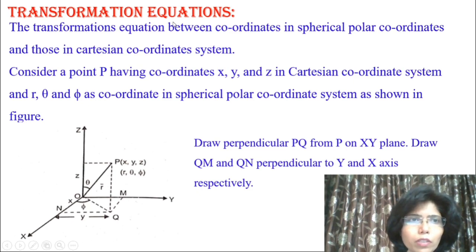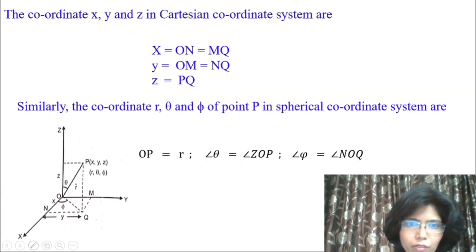Now we switch to the transformation equations between the coordinates in the spherical polar coordinate system and those in the Cartesian coordinate system. We'll consider the point P, which has coordinates x, y and z in the Cartesian coordinate system, and OP is r, then theta is POZ, and phi is the azimuth angle, that is QOX. These are the coordinates of the spherical polar system. Now we'll draw the perpendicular PQ on the xy plane. Then draw QM and QN perpendicular on the y and x axes respectively. This is the construction.